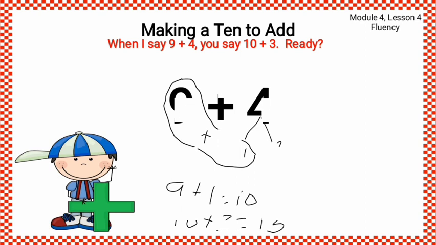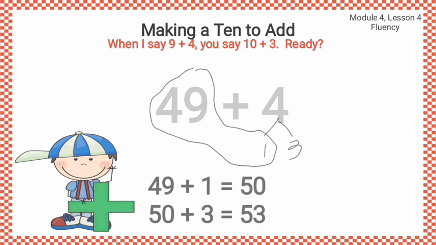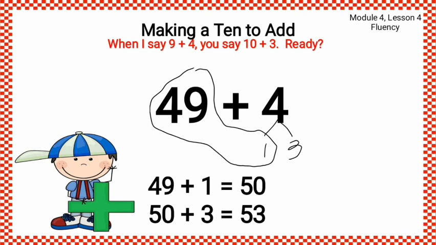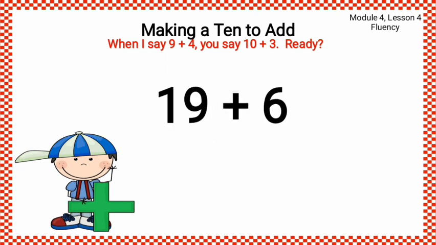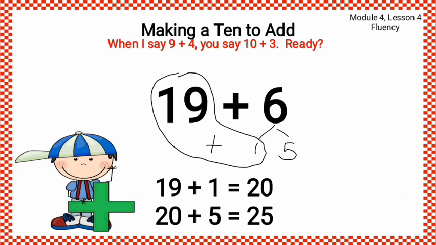Okay, let's try other numbers now. I believe you understand what I just did. Now 49 plus 4. What will you do? Good, that is 50 plus 3. Pull 1 away from 49 and it gives us 50. Okay, now 19 plus 6. 9 is also very close to 10. It's closer than 6. So I'm just going to pull 1 away from 6 to make a 10. And that gives me 20 plus 5, which is 25.